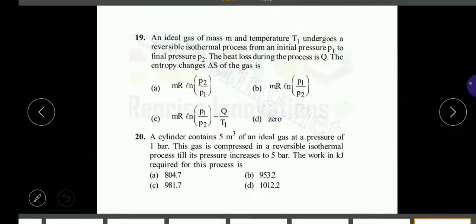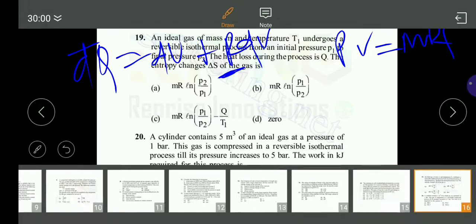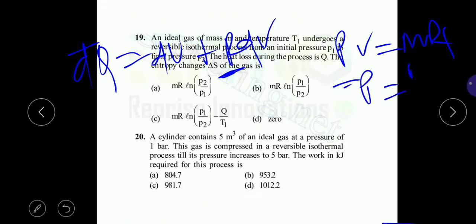Then next question. An ideal gas of mass m and temperature T1 undergoes a reversible isothermal process. Initial state P1, final state P2. Then what is the entropy change? Okay, so we need to calculate the entropy change here. So we know from the first law, dQ equals dU plus P dV. If we replace this P, we know that PV equals mRT, so I can write P as mRT by V.